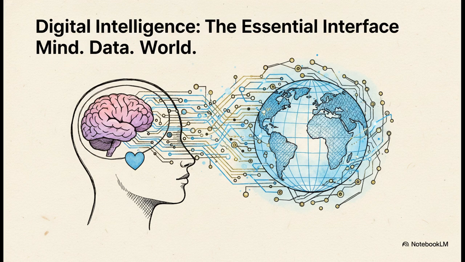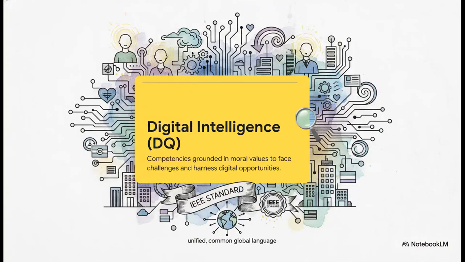Think about it. You can have off-the-charts cognitive ability and incredible emotional awareness, but without the specific intelligence to apply those traits safely within a digital ecosystem, well, an individual or a company is basically operating at a severe deficit. So what exactly is it? Formally, DQ is defined as a comprehensive set of technical, cognitive, metacognitive, and socio-emotional competencies that are all grounded in universal moral values. It's essentially the toolkit that enables us to face the challenges and really harness the incredible opportunities of digital life.